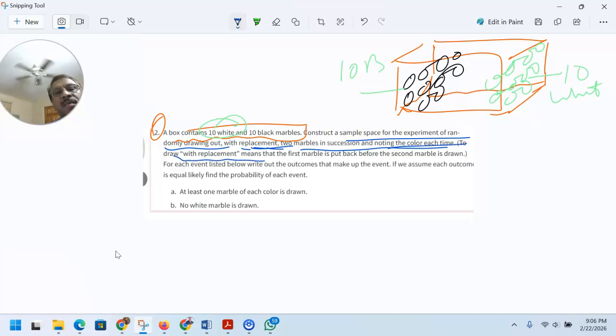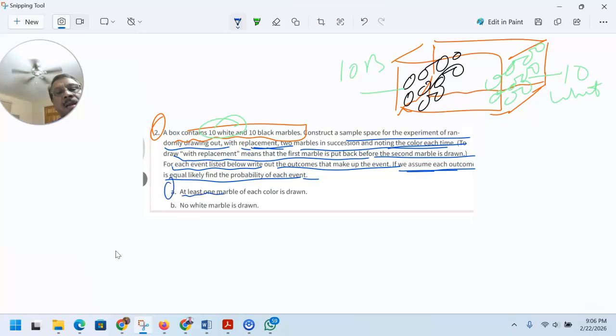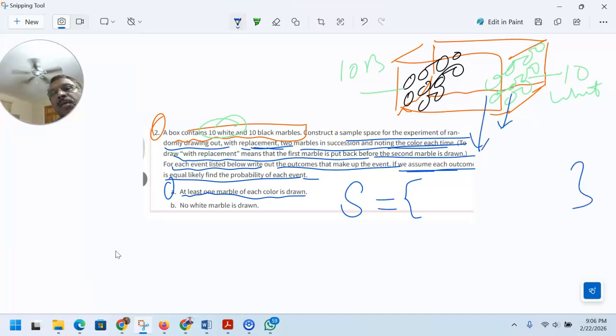To draw with replacement means the first marble is put back before the second. For each of these listed below, write the outcomes that make the event. If we assume each outcome is equally likely, find the probability of each event. The first one says at least one marble of each color. That means we need to write our options when you pick 2 marbles from here: it could be first white, second white, or white then black, or black first then white, or both black.